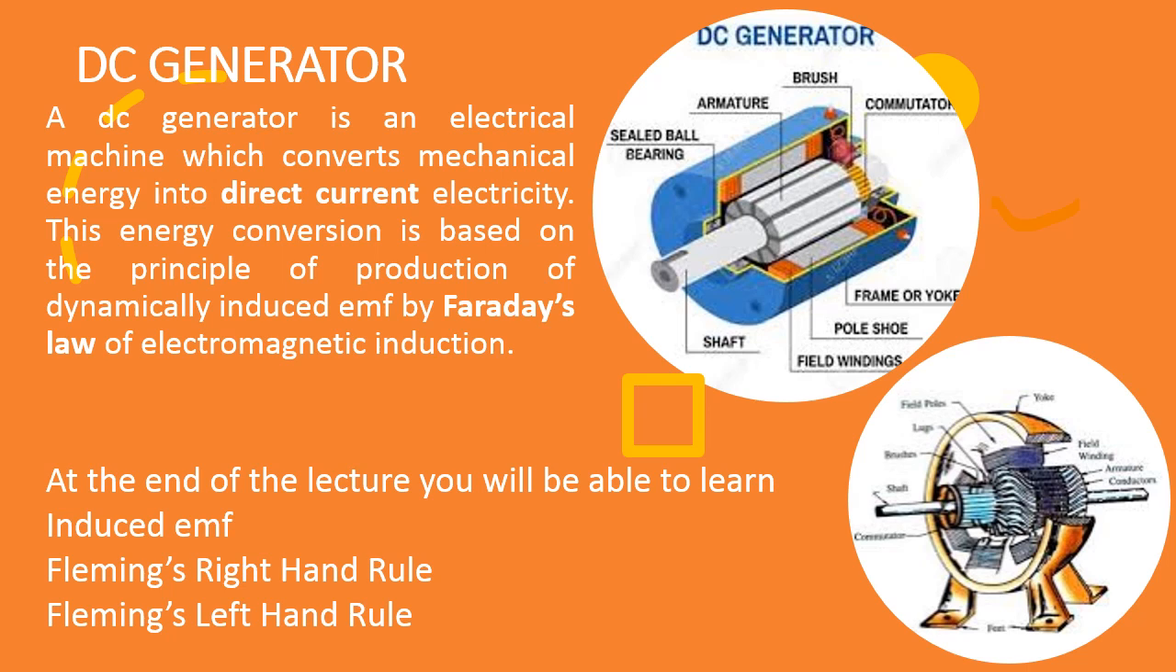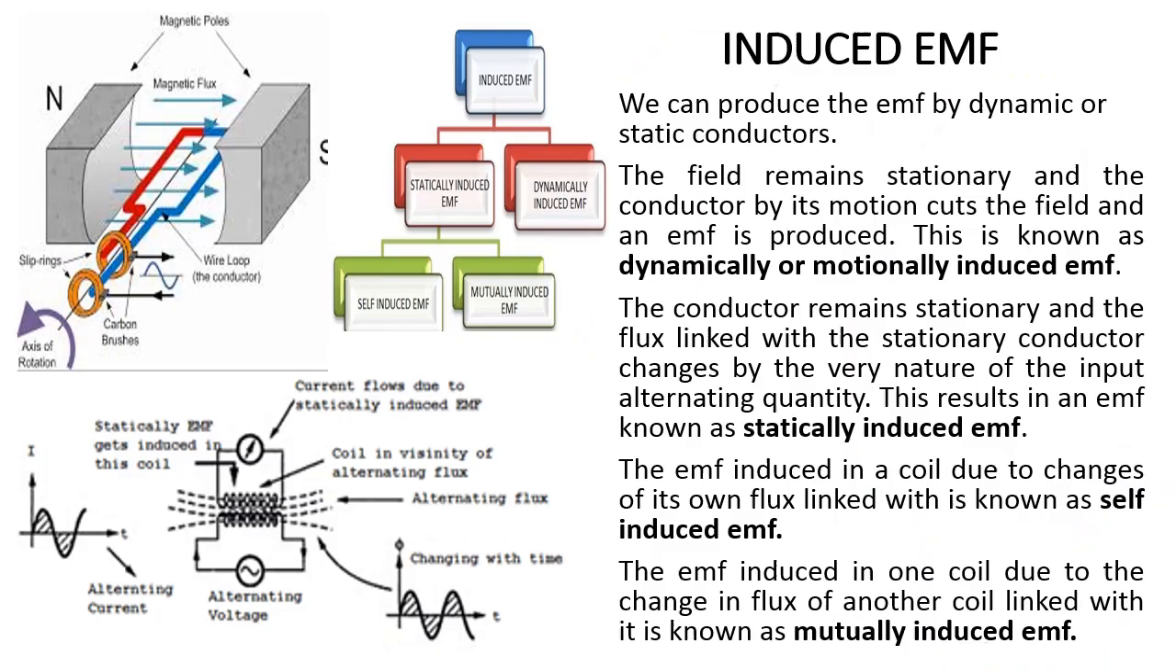DC machine can be operated as a generator or a motor. DC machine acts as a DC generator. So simply, DC generator converts mechanical energy into electrical energy. This energy conversion is based on the principle of production of a dynamically induced EMF by Faraday's law of electromagnetic induction. Induced EMF, we can produce the EMF by dynamic or static conductors.